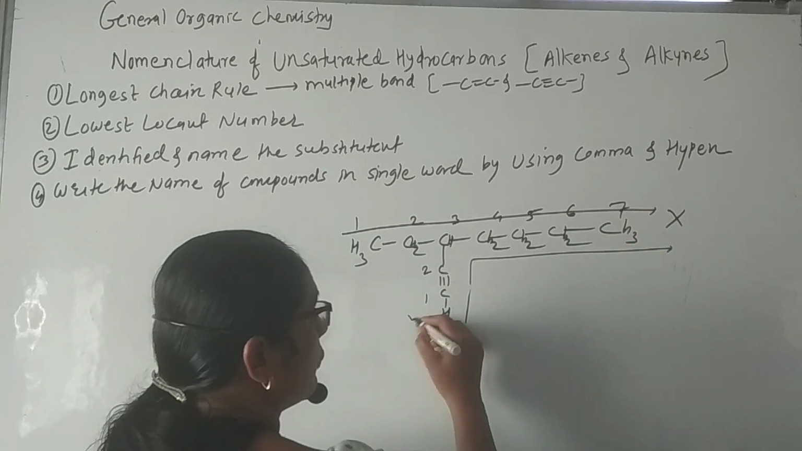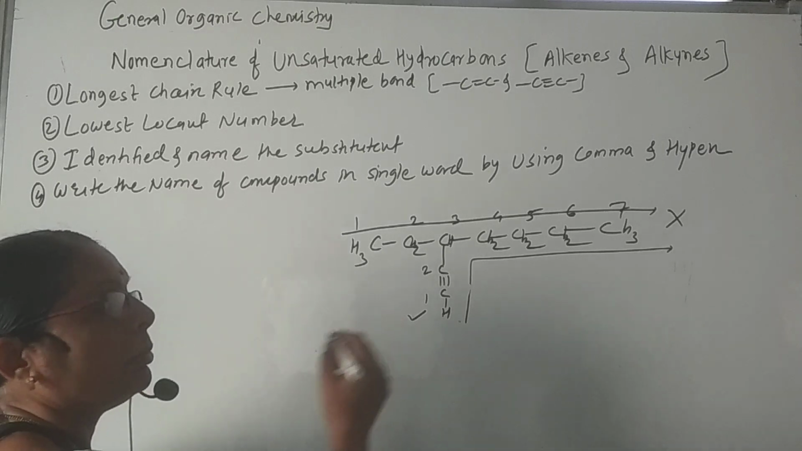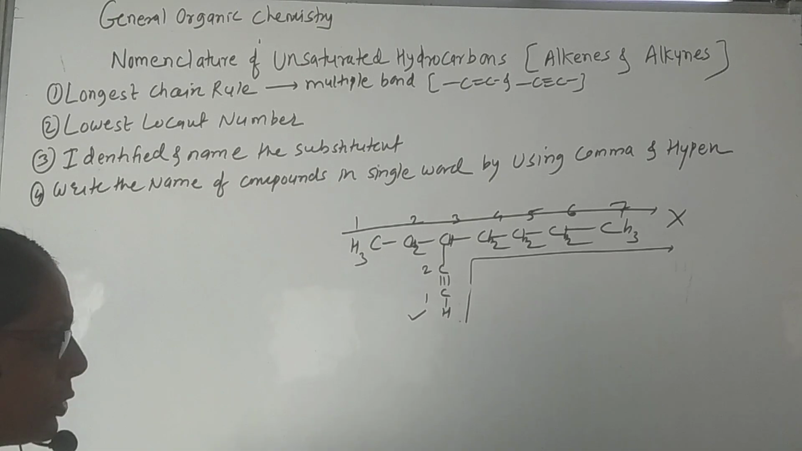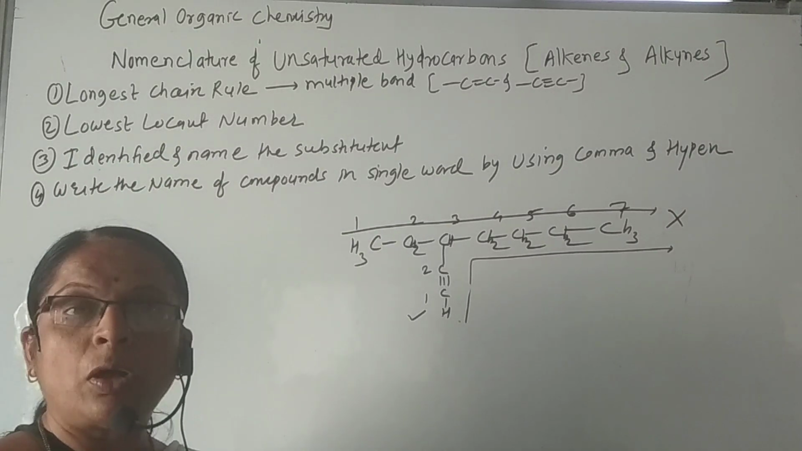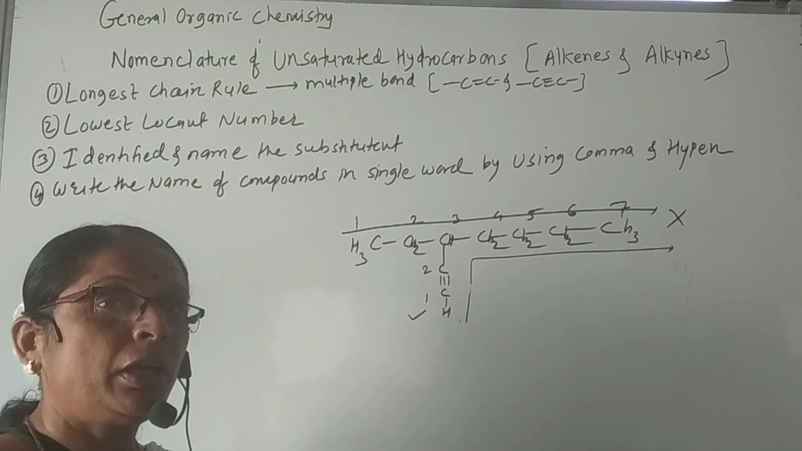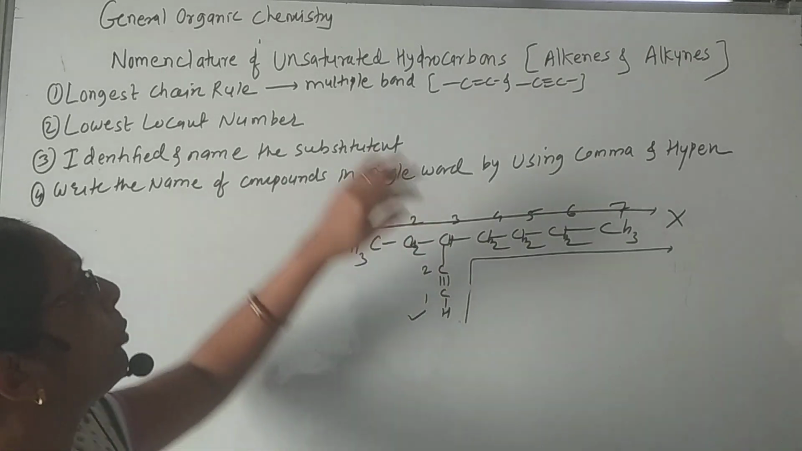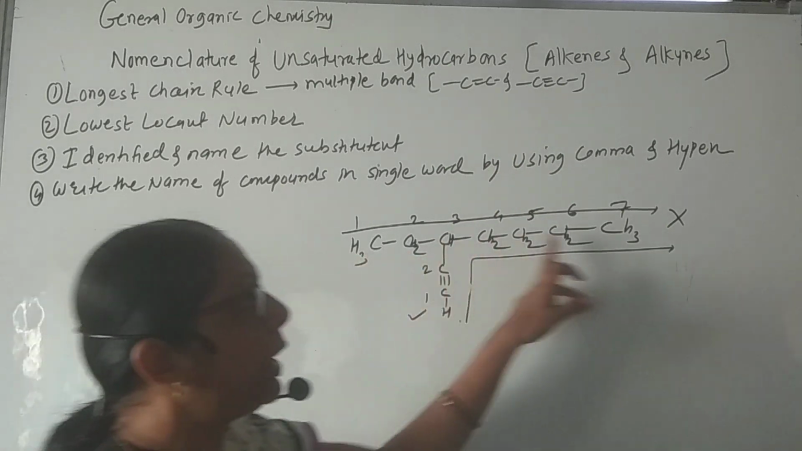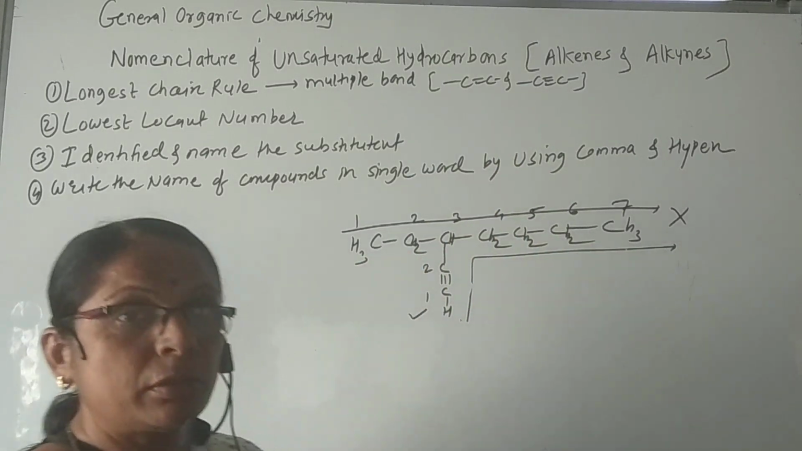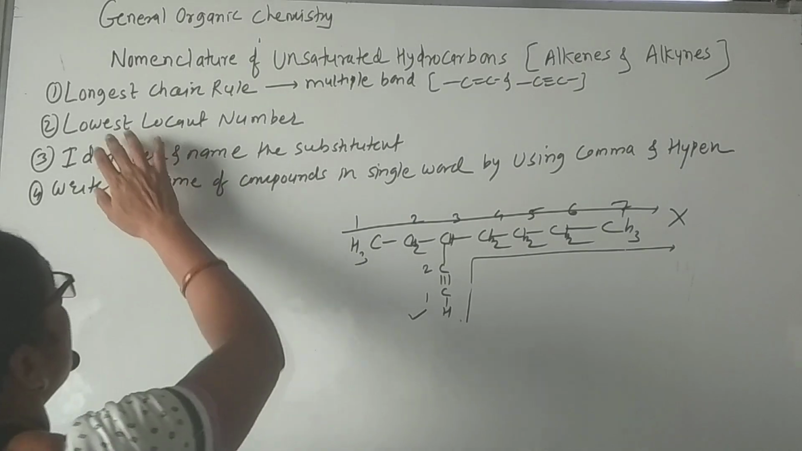Now we select the longest chain containing the functional group, a double bond or a triple bond. So what is your first rule? The longest chain rule: select the longest continuous carbon chain containing the functional group, your multiple bond, which may be a double bond or a triple bond. As the other chain has no multiple bond, it is not the longest chain by this rule.